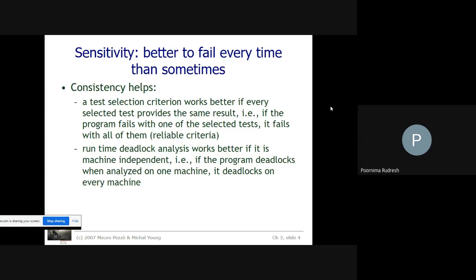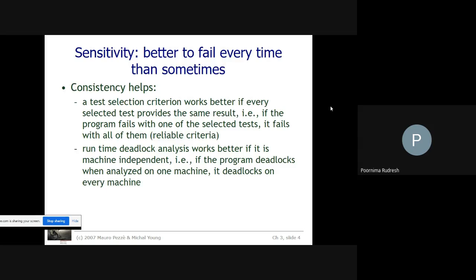Here we need to use the test selection criteria, which works better if every selected test provides the same result. Means what, if we are using different sets of test cases, all the test cases should lead to the same output result, then we say that the system or the software is consistent. So if the developed software or the program fails for one of the selected tests, then it should fail for all of them, then we say that the system is reliable. Okay, it's a reliability criteria.